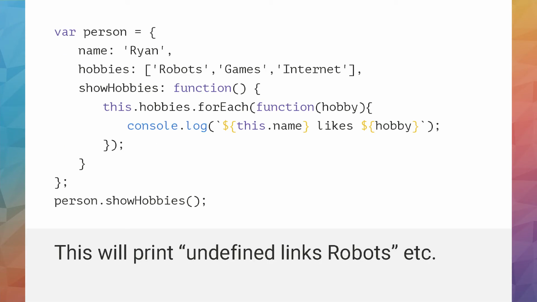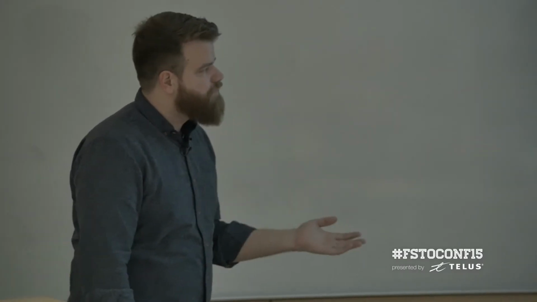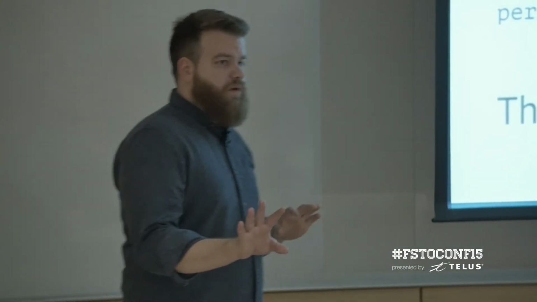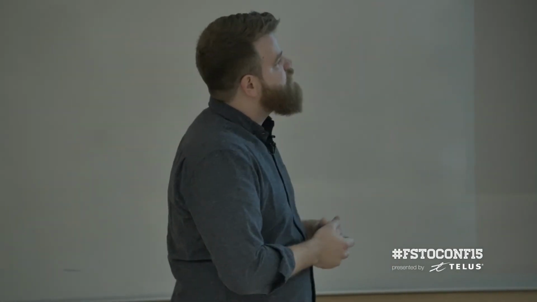However, where it would be really nice is a situation like this. Again, really simple example, but again, we have this person object. We have a name. We have an array of hobbies. And then maybe we have a method that simply loops through all the hobbies and prints them out. Ryan likes such and such, right? Problem. Using an anonymous function here, this.hobbies is what we want because that's our current object.